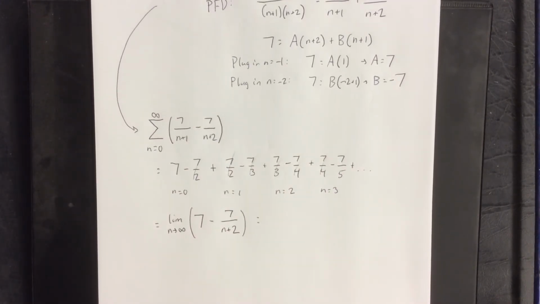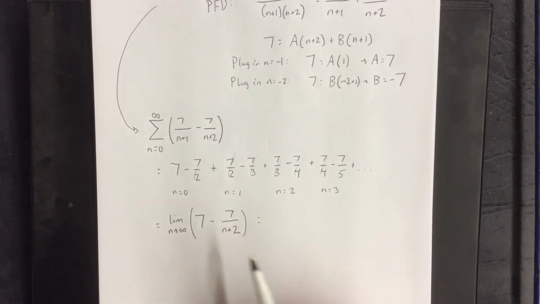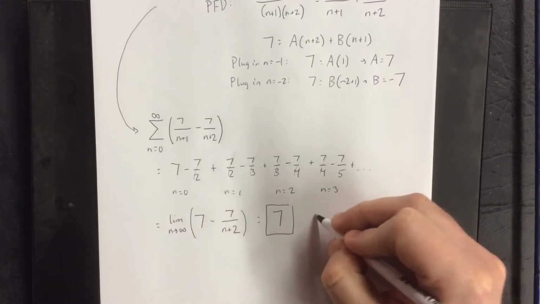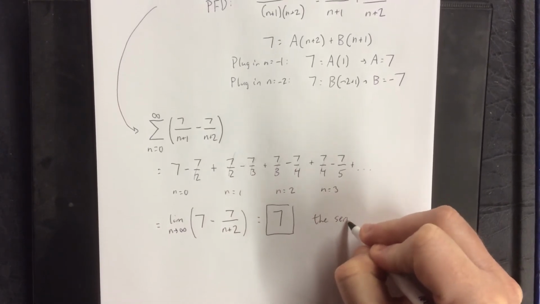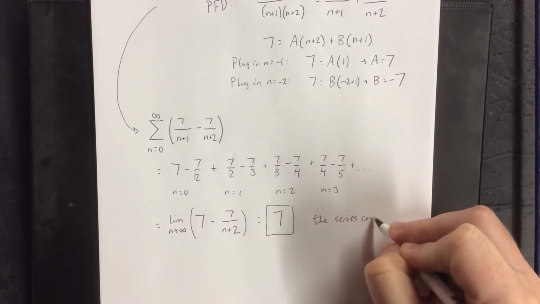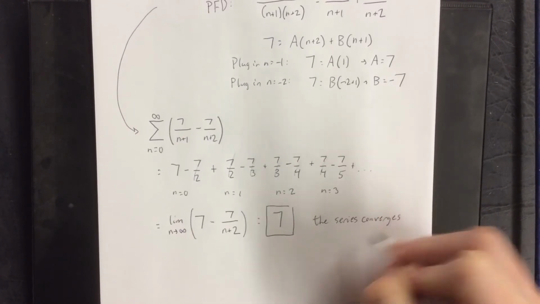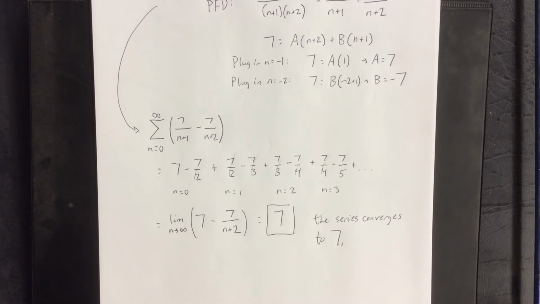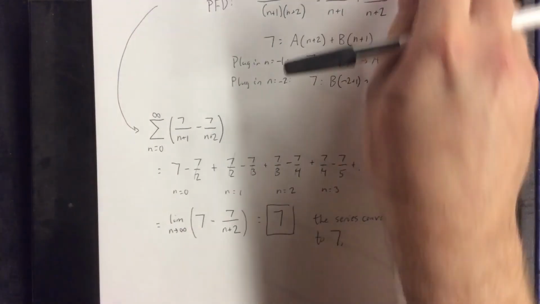Now with that in mind, as n goes to infinity, 7 over n plus 2 is going to go to 0. We wind up getting 7. So we can draw the conclusion the series converges to 7. Let's try out one more example of a telescoping series.